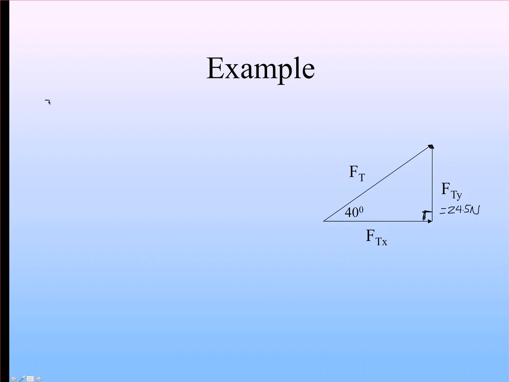And if we look at the sine of 40, it involves both of those. So sine 40 is equal to the length of the opposite side divided by the length of the hypotenuse, which in this case means that sine 40 is equal to Fty divided by Ft.